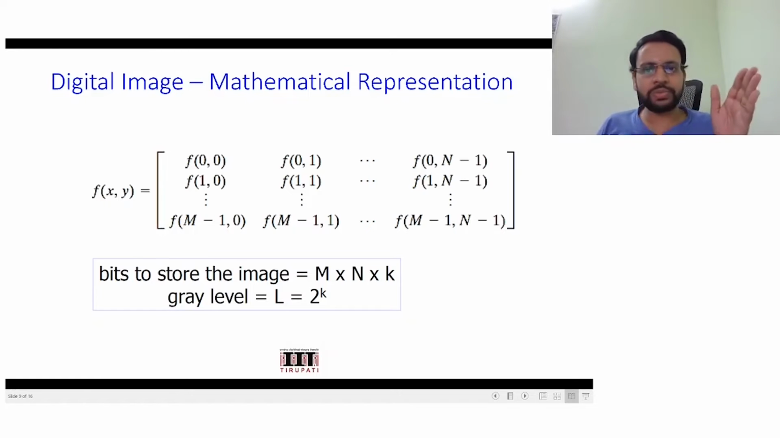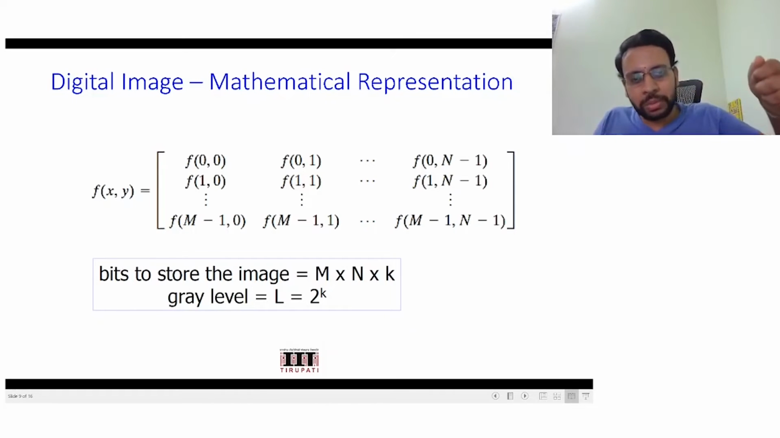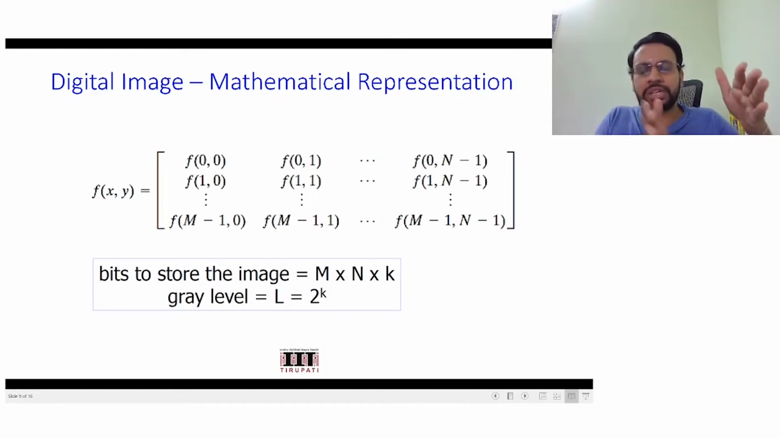You could continue this further and you will see that if you are using k bits for storing the intensity values, you can in fact represent 2 power k distinct intensity values. So depending on that, you could make a quantization of the intensity values and accordingly store it.